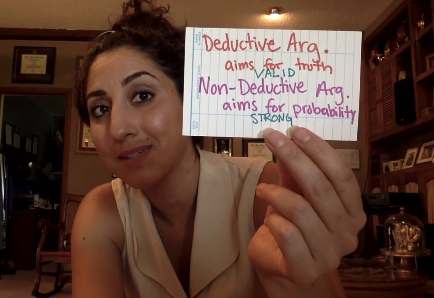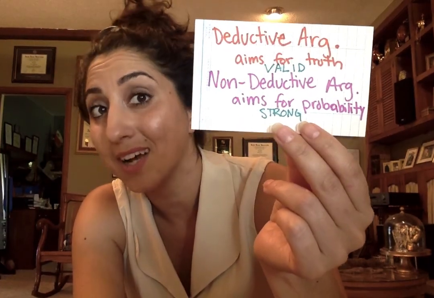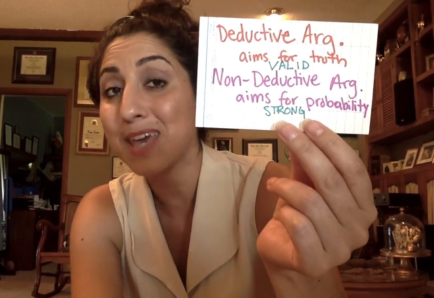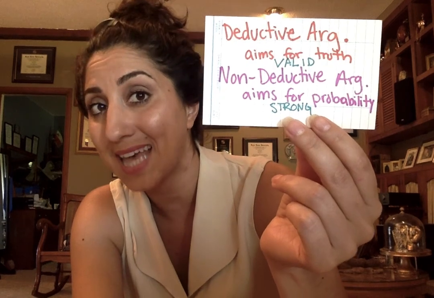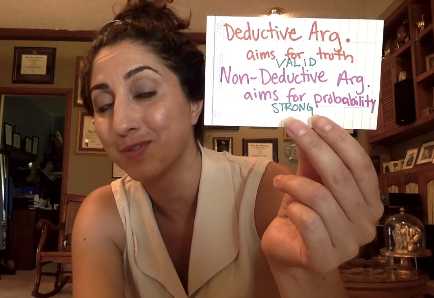Valid arguments are the point of deductive arguments. They aim at the truth. They want to get a true conclusion that follows from true premises.